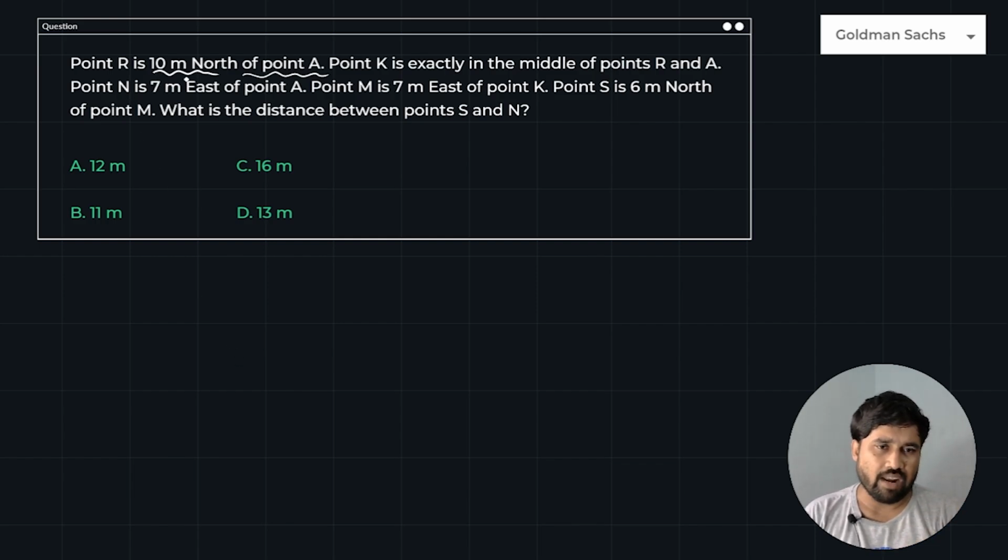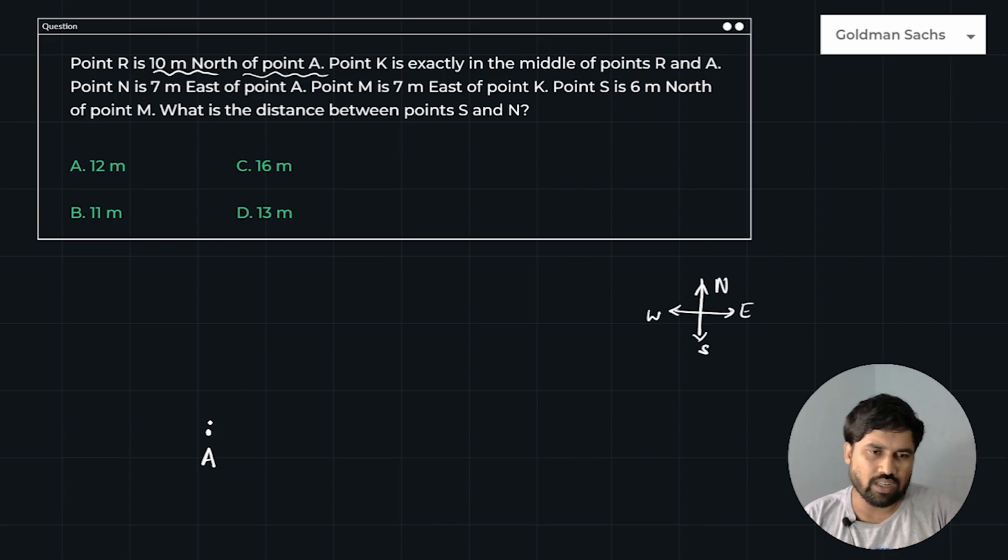Point R is 10 meters north of point A. So here point R depends on A. This is how you have to take care. So just to draw the picture of point A. I am assuming this is point A, and we all know the basic directions, right? This is north and the right hand direction is east, left is nothing but west, and downwards or backward is nothing but south. So point A, and if you move towards the north, it will be R, and the distance between them is 10 meters. So this is what is given.